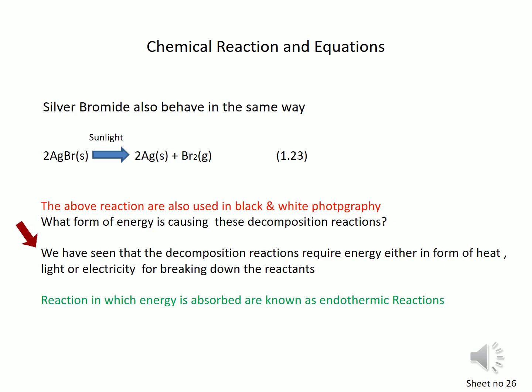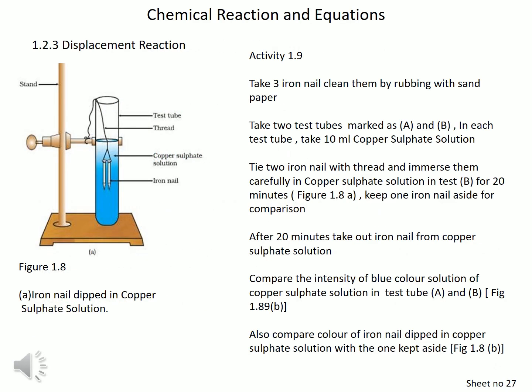So we have seen that reactions require energy, either in the form of heat, light, or electricity, for breaking down the reactant. We have seen that in this case we have utilized sunlight. Reactions in which energy is absorbed are known as endothermic reactions. It means sunlight or energy we are taking from outside for the chemical reaction. That is called an endothermic reaction. Now let us see one more reaction.